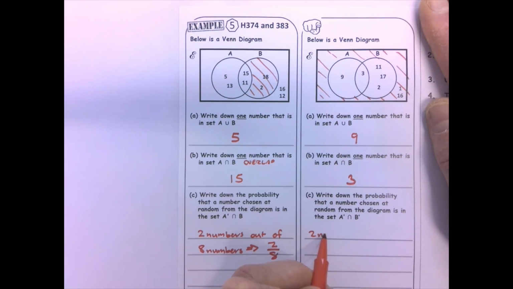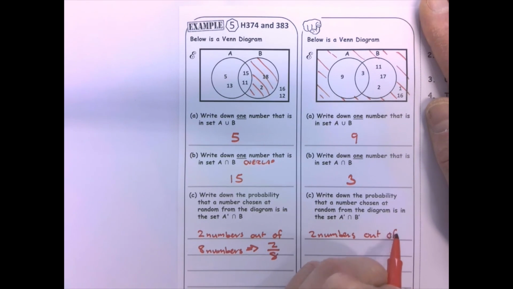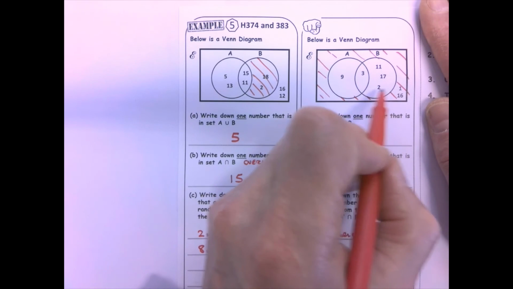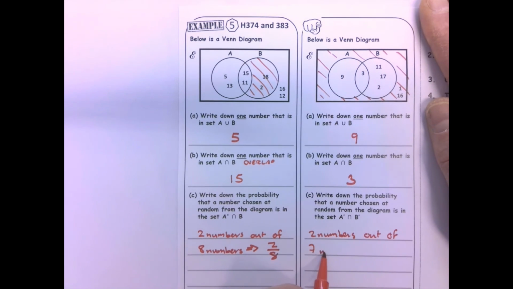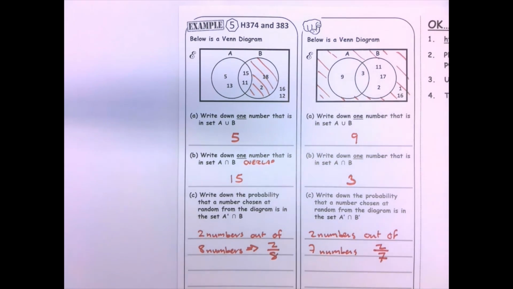So it's going to be 2 numbers out of 1, 2, 3, 4, 5, 6, 7. So that just means 2 out of 7 is the probability, and we are done.